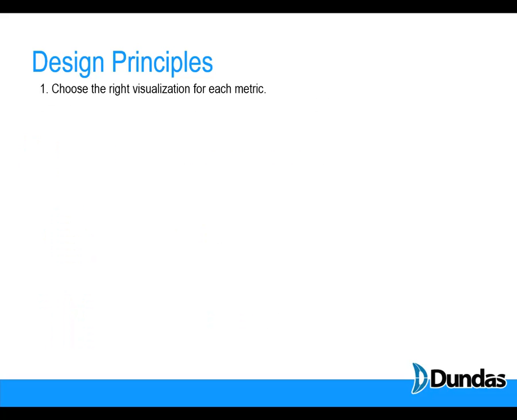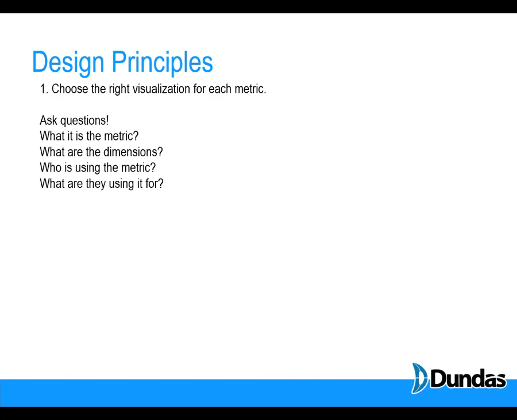So rule number 1, choose the right visualization for each metric. Now, this seems blatantly obvious, but the way that we decide on the right visual treatment for every metric isn't always as obvious as it seems. I want you to ask very specific questions of your audience. What exactly are we measuring? What are the relevant dimensions? And I don't mean which ones are available, I mean which ones are relevant.